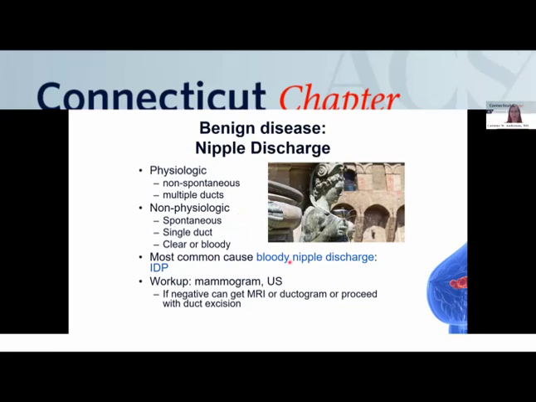The most common cause of bloody nipple discharge is an intraductal papilloma. Workup for a woman with nipple discharge would include a mammogram and ultrasound. If these are negative, you could proceed with an MRI or ductogram or proceed with a central duct excision.